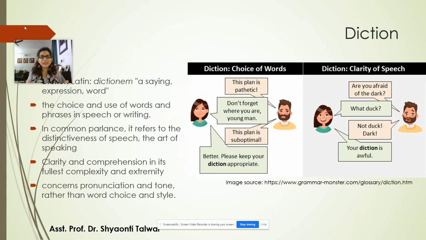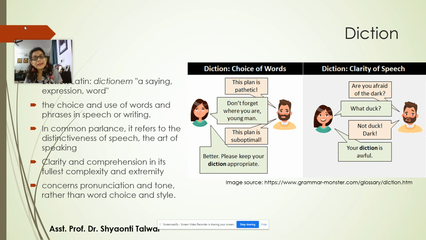So, what kind of diction do you use? Your diction will also vary with the social company that you are with, and with who is receiving your message, who you are interacting with. So, that covers the choice of words part.